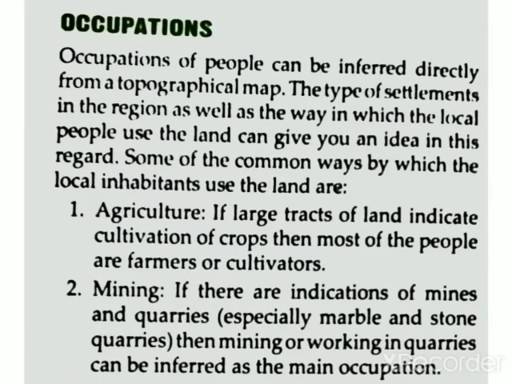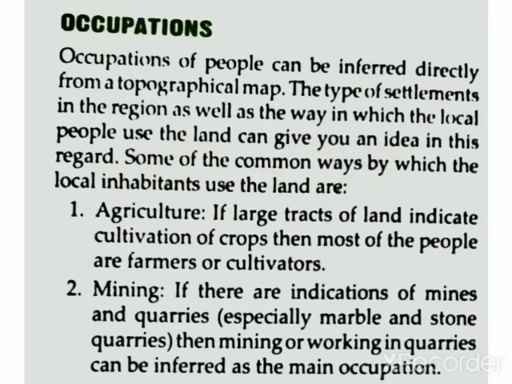Next is regarding the occupations. Occupations of people can be inferred directly from a topographical map. So we can identify the occupations of people by using that particular map. With the help of the topographical map we are able to identify the people's occupation. The type of settlements in the region, as well as the way in which the local people use the land, can give you an idea in this regard.